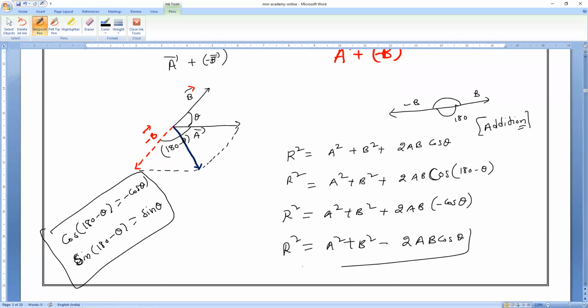What will happen? Cos theta, 2AB cos theta minus 2AB cos theta. So that is what you have to remember. Understood or not, everybody? Clear? Yes, sir.